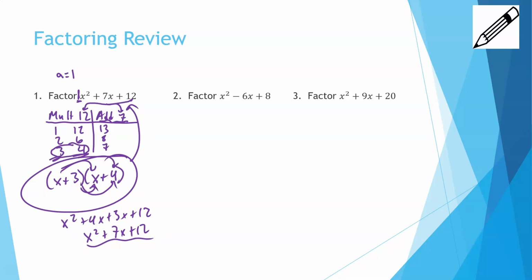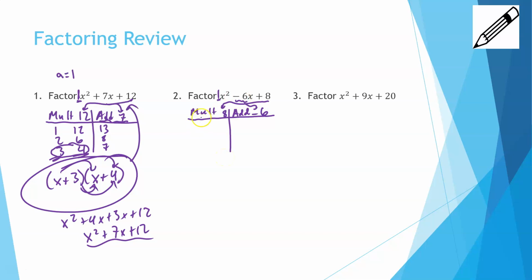Okay, let's do another example because the first example had all positives. The second one has a negative in it, so let's look at that. Again, I'm going to make my table. I'm going to think of things that multiply to get 8. Since a is 1, I can just do that. And things that add to get to a negative 6. Make sure if there's a minus, you bring it down as a negative.